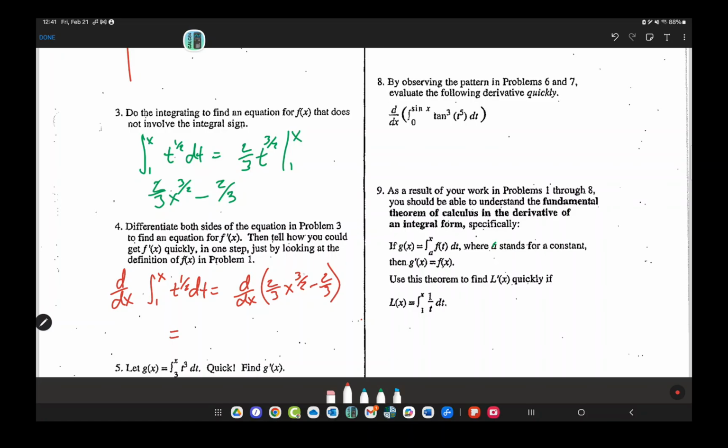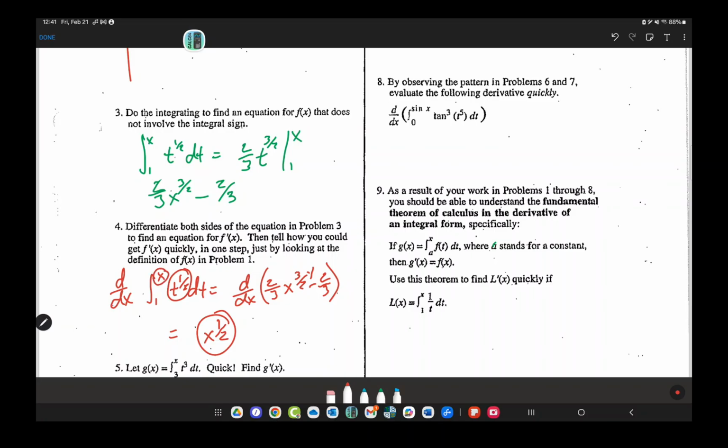Well, remember for this, you bring down the exponent. So what's 3/2 times 2/3? 1. And then you subtract 1, which gives you 1/2. And what's the derivative of a constant? 0. Does this look familiar? It's what we have in here, except for what happened to t. It got replaced with x.